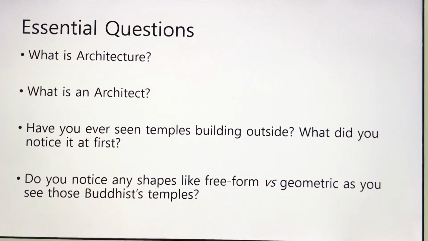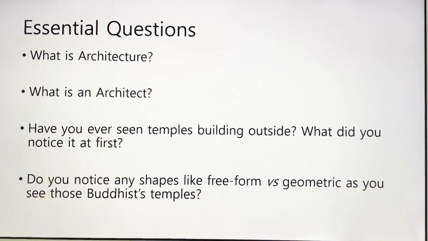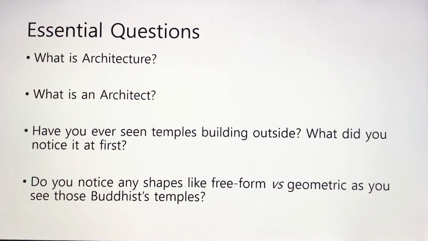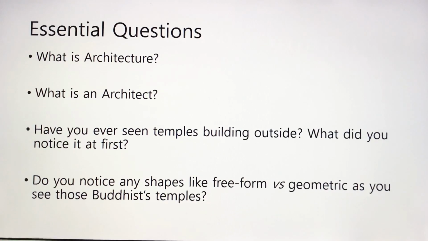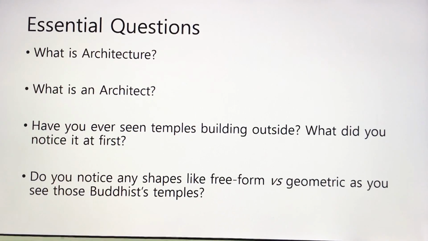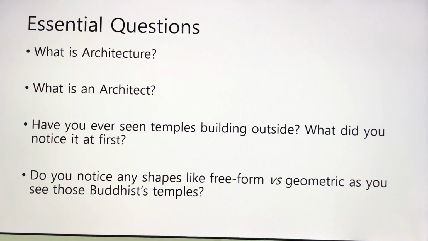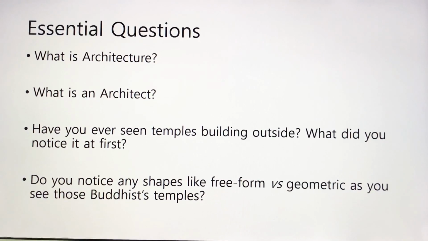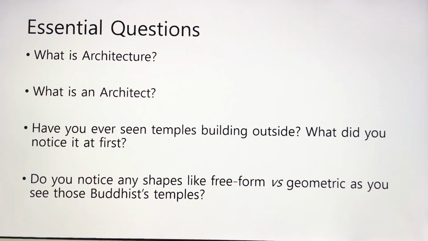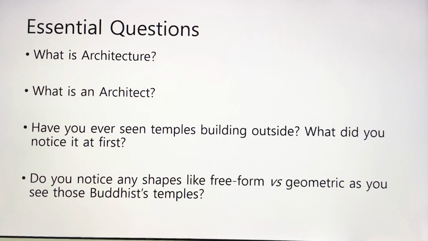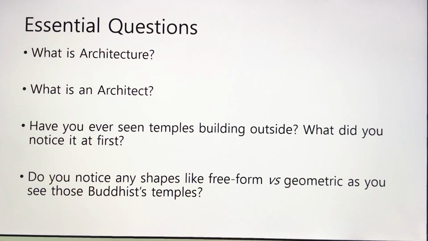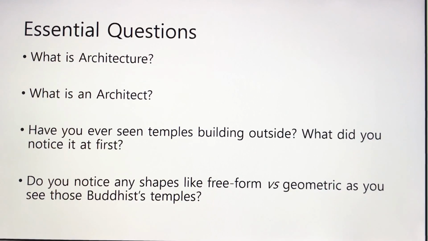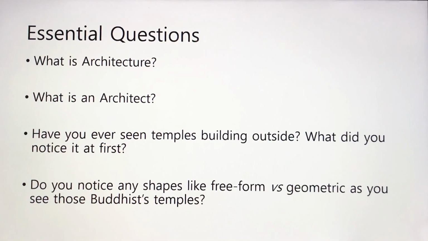Then, what is architecture? Architecture is the design of buildings. That's architecture. Then what is an architect? It's a person, a human who can build the design of the style. Whether the person gathers all different kinds of materials in order to build the house or the temple, that is called an architect.